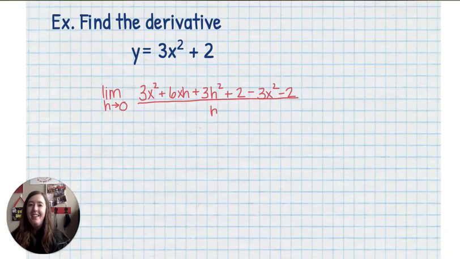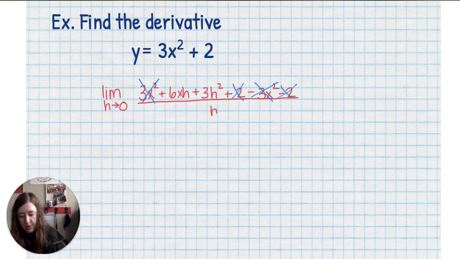Okay, so now that we have distributed through that negative to our 3x squared and our 2, we're ready to rock and roll. So now we'll cancel out what we can. We have positive 3x squared and negative 3x squared adds to 0, and positive 2 and negative 2 add to 0. So just like we're supposed to, we're only going to have h's left on top. So the limit as h approaches 0 of 6xh plus 3h squared all over h.